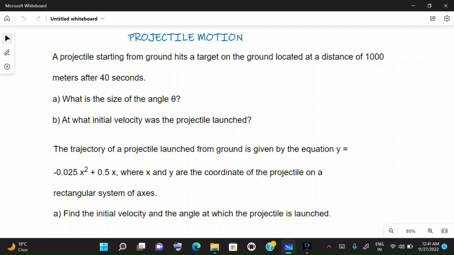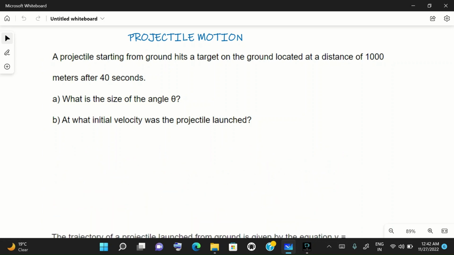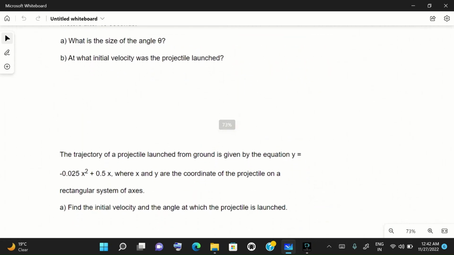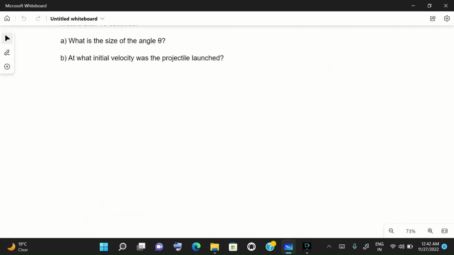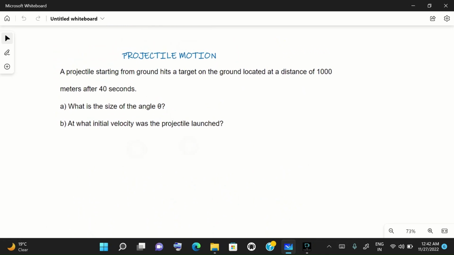So let's solve them. First one: a projectile starting from ground hits a target on the ground located at a distance of 1000 meters after 40 seconds. What is the size of the angle theta? At what initial velocity was the projectile launched? Okay, so we have been given two values and we have to find two values, and we have another question also, but let's solve the first question first. So we will move the second question downward so that we can get some space to solve it.